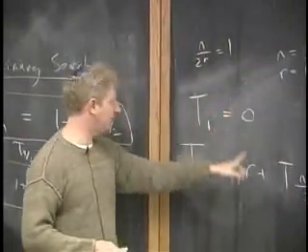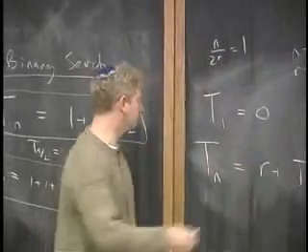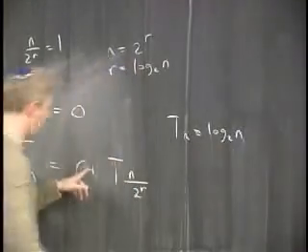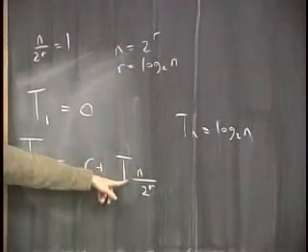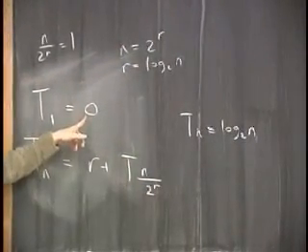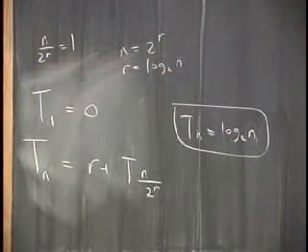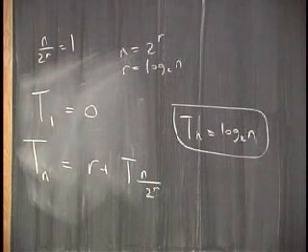If I do it that many times, and then I see what I get here, I get t sub n equals log base 2 of n plus t of 1. And t of 1 is equal to 0. So here's my closed form solution for this recurrence equation. And we say that binary search is a big theta log n algorithm. It's a very fast algorithm.